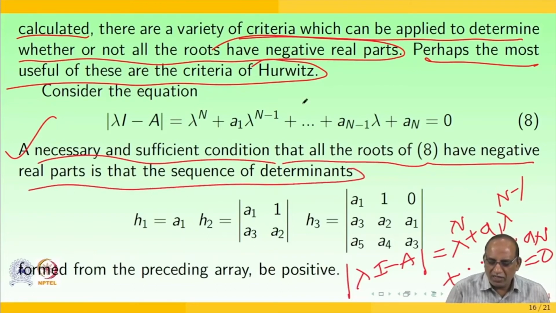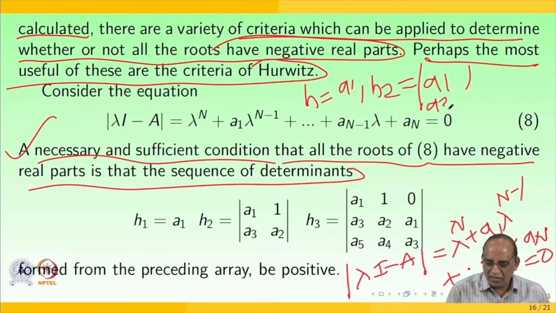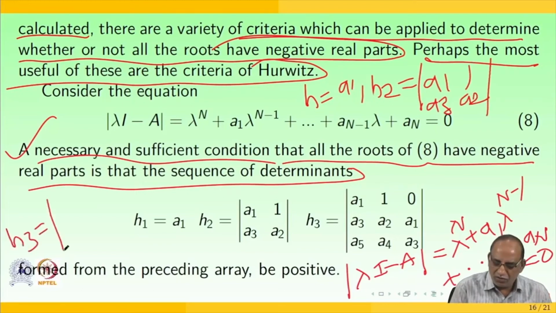h1 is equal to A1, h2 is equal to the determinant of [A1 1; A3 A2], and h3 is equal to the determinant of [A1 1 0; A3 A2 A1; A5 A4 A3].